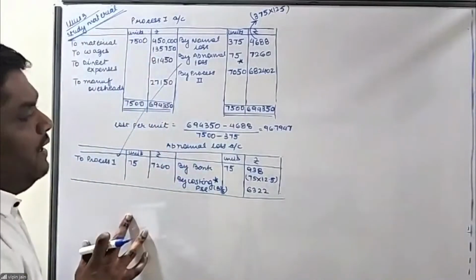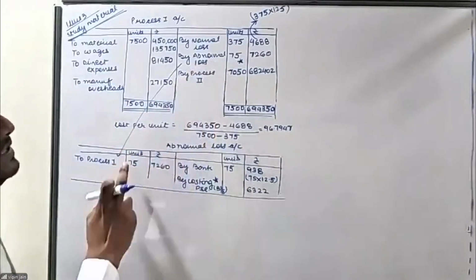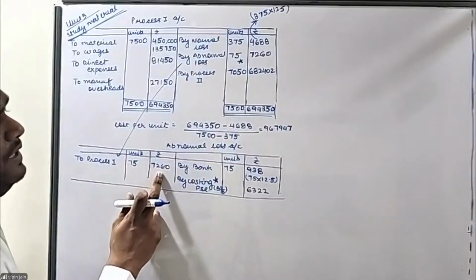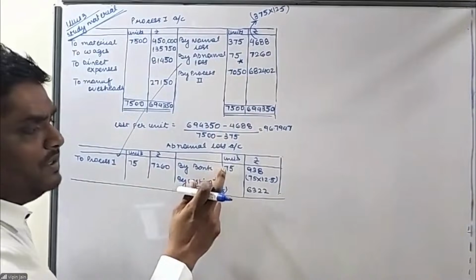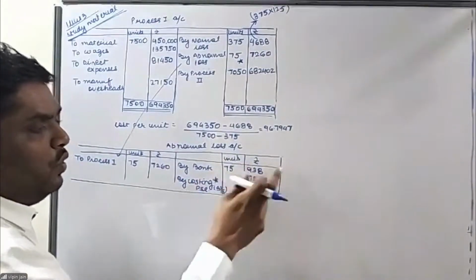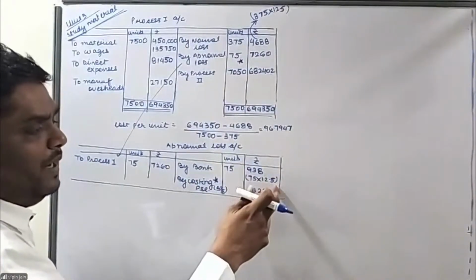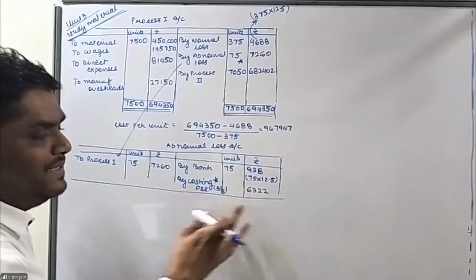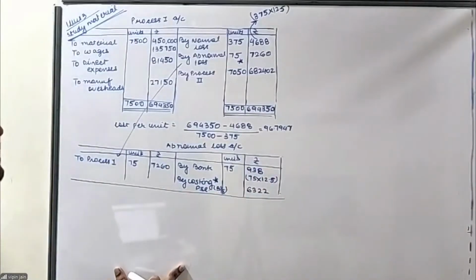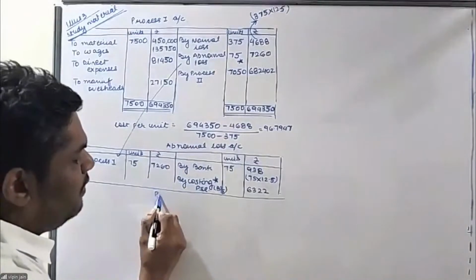Okay. So, Bhavna, when talking about abnormal loss, 75 units, 7260, this amount is transferred. Assuming just like normal loss, these units are also sold in the market at the same price, that is 12.5. So 75 into 12.5, 938. And balance amount will be transferred to costing P&L. Now let's start with process second.